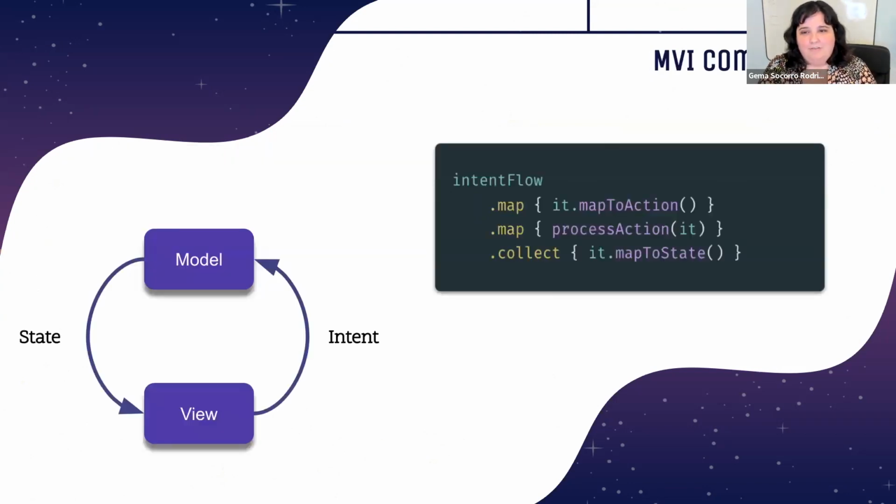And then we have our MVI. This is the piece of code that I love because it's really concise, and you have what we have on the left written in code. So you have the intent flow that is going to map to an action. Then we are going to map that action into a result, processing it, and then we are going to collect that state. Wonderful, and everything is done.